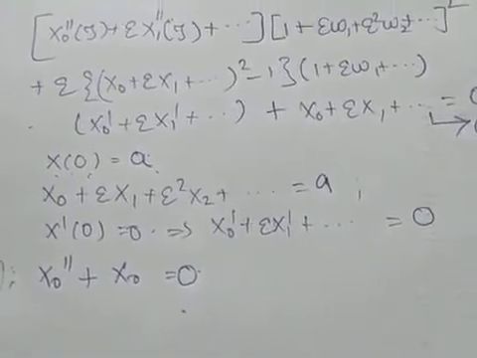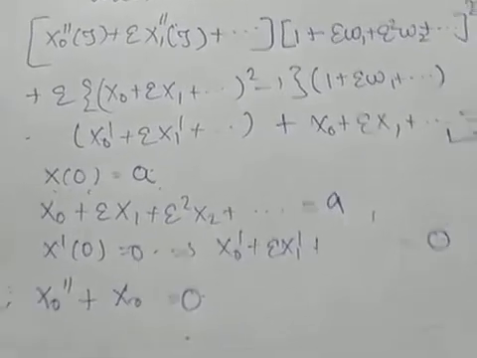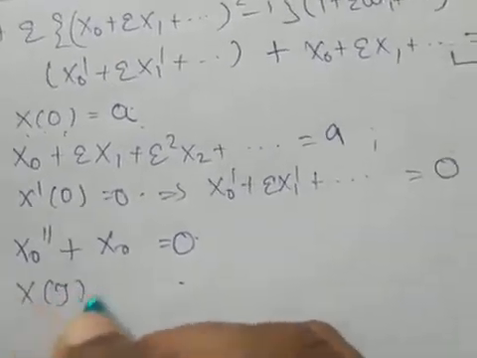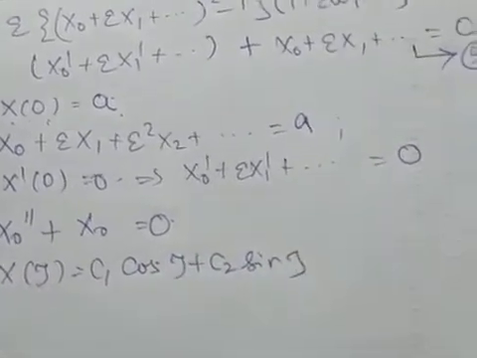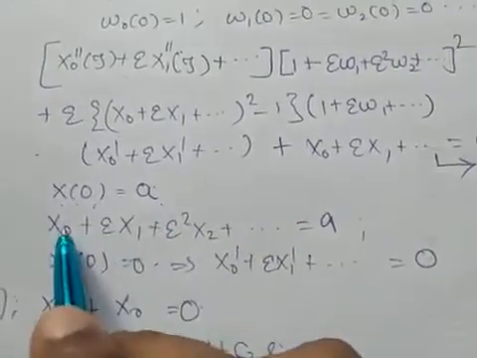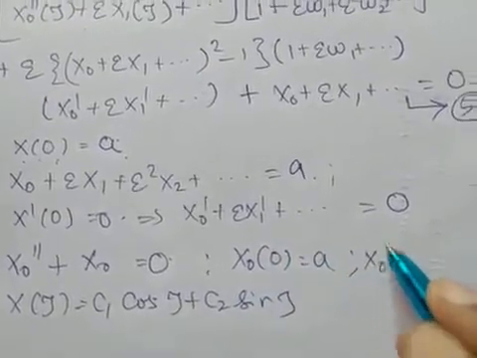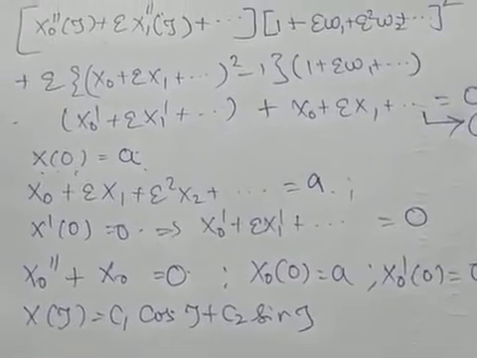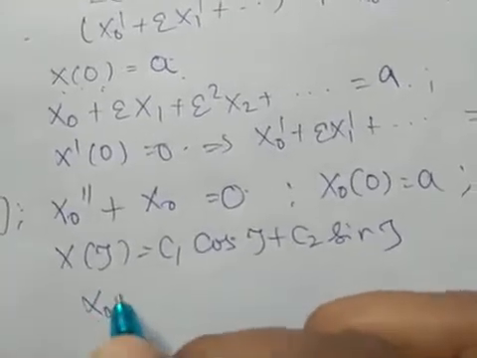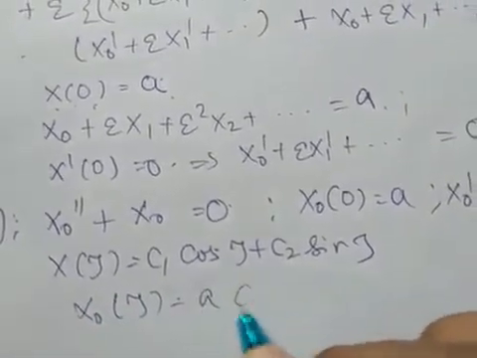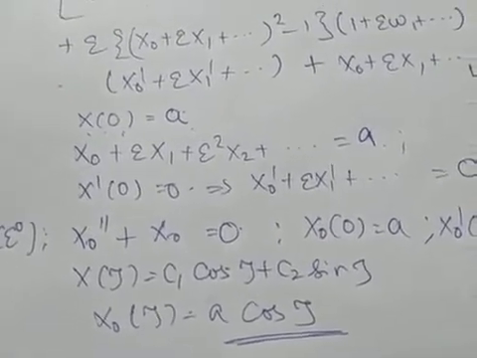So, using the auxiliary equation, what are the roots? Plus or minus i. Therefore, x of tau is C1 cos tau plus C2 sin tau. What are the conditions we are having? x naught of 0 equal to a and x naught dash of 0 equal to 0. Using this, we will get C1 as a and C2 as 0. Therefore, x naught of tau is equal to a cos tau. This is the first term. Now, we have to equate the coefficient of epsilon.